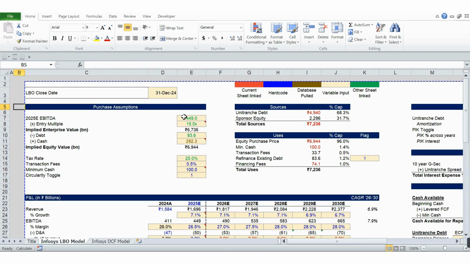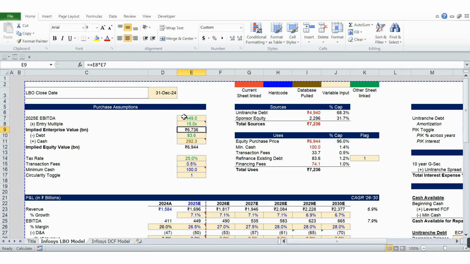First, we have the purchase assumptions. Here we can go step by step on each and every entry. First is the 2025 EBITDA, which is taken from the DCF model. Then we have the entry multiple. This is again taken from the DCF model, which can be viewed in the DCF video series, that how we come up to these points.